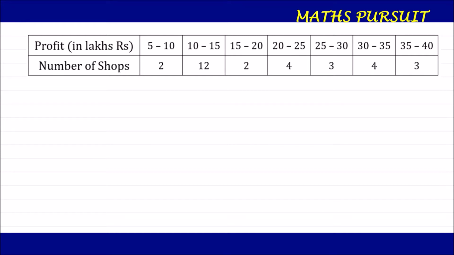So guys, from this particular data, one is the class interval, which I can write as class interval, and the other data, that is the number of shops, is the frequency. So with this information in place, we are going to draw ogive curves, the more than ogive curve as well as the less than ogive curve.